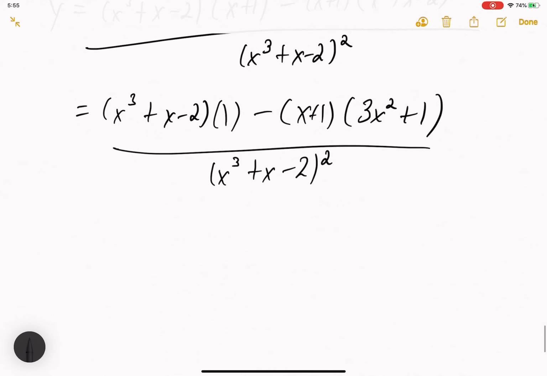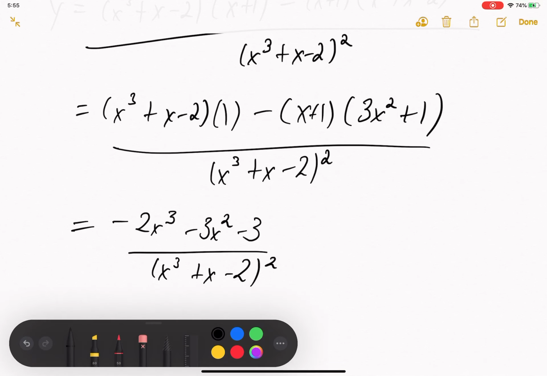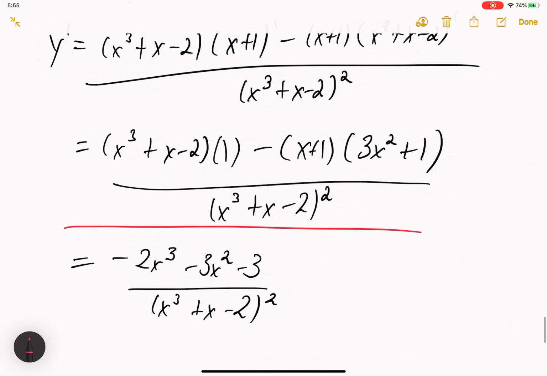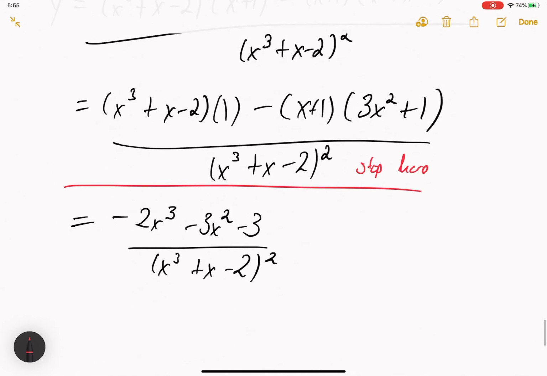And you can just trust me on this. I've already done the calculations. But when you simplify, you get negative 2x cubed minus 3x squared minus 3, and then all over x cubed plus x minus 2 squared. So I'm just going to draw a red line where you can stop. So let's say you're doing the problem, you could stop here, because I'm not really asking you to simplify.